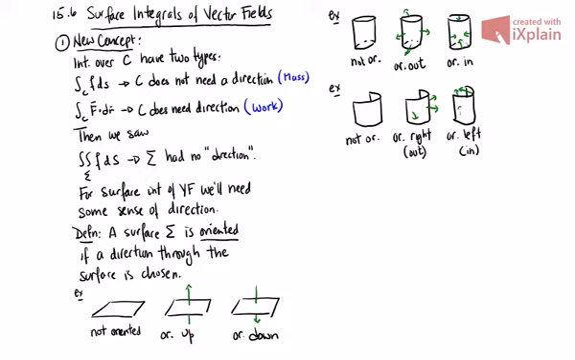So in order to define the surface integral of a vector field, I'll need an oriented surface. Now, just for those of you that are interested, here's the official definition of an oriented surface. Basically, it's a surface along with a continuous choice of normal vectors at every point.